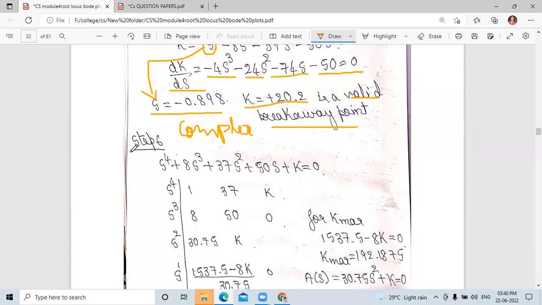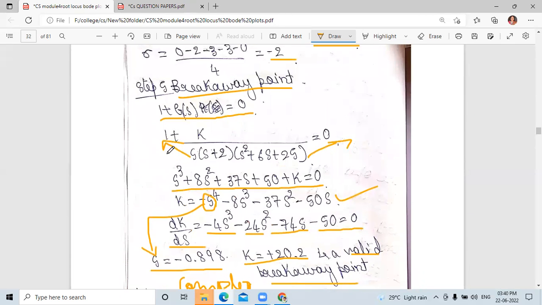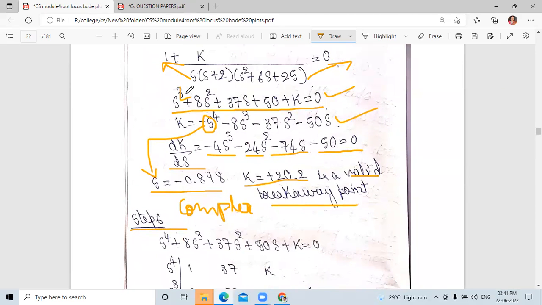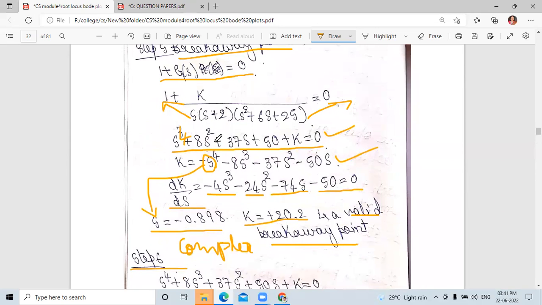Okay. Next, step 6: you need to find the intersection with the imaginary axis. So the equation we took in step 5, only that equation you consider. Here we need to write it: s to the power 4 plus 8 s cube, s square, this is 2.